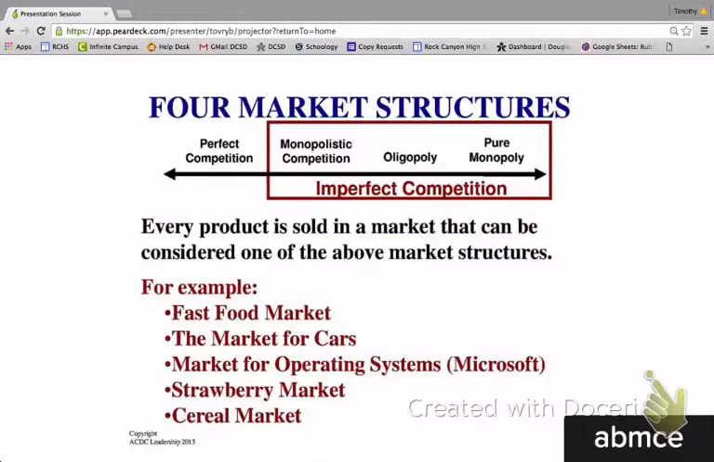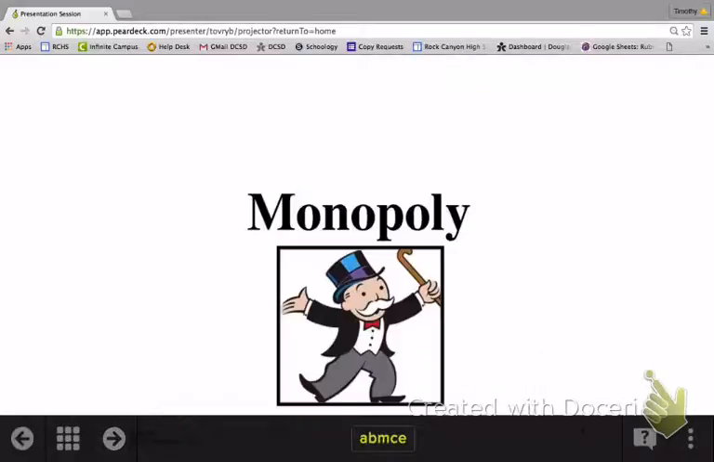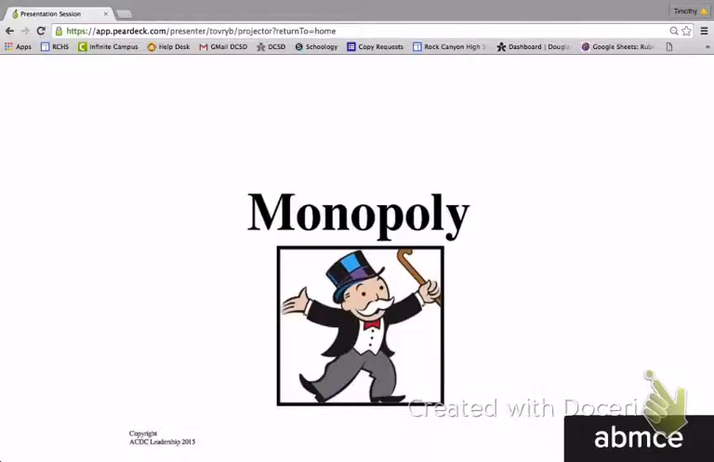So as we look at monopoly, here's a reminder of the 4 different types of market structure that we look at. In the last module, we focused on perfect competition, but now we're going to look at the 3 different types of imperfect competition. And in the next few modules, we'll focus at the opposite end of the spectrum, which is pure monopoly. But remember, every product is sold in a market that can be considered in one of the above market structures.